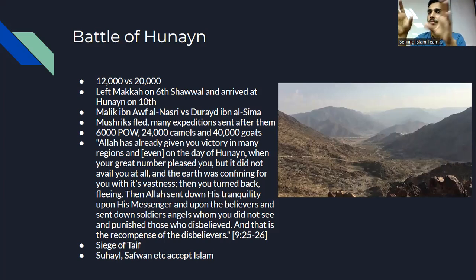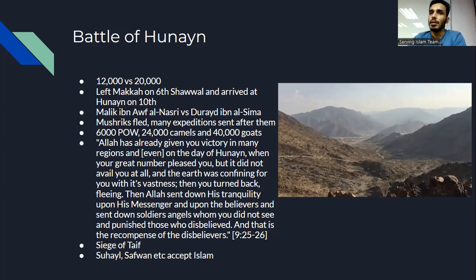You know turtle shells. Whenever there's a siege, the people inside throw many things: rocks, boiling water, boiling oil, logs, in order to kill people. The turtle shells are what protect the soldiers outside the city from the oil and the hot water. So the Muslims built the catapults and battering rams and started bombarding the walls of Taif, but the walls were very strong.